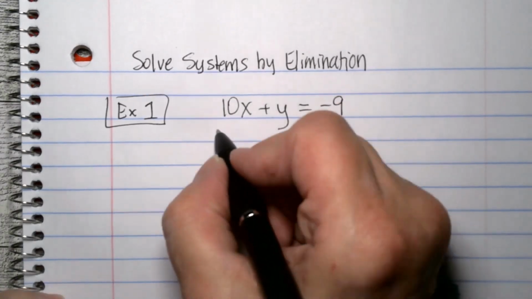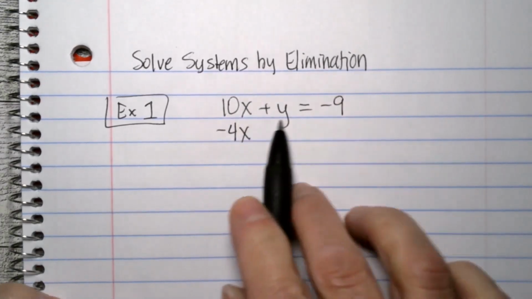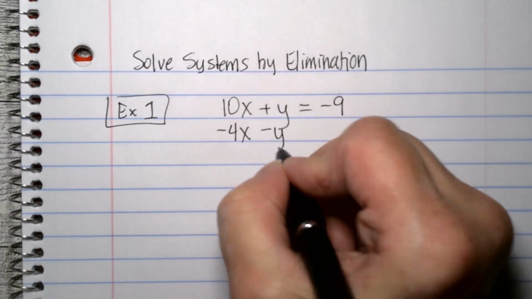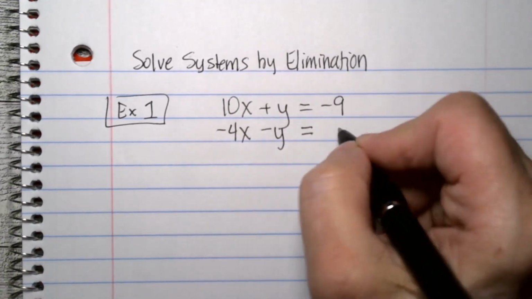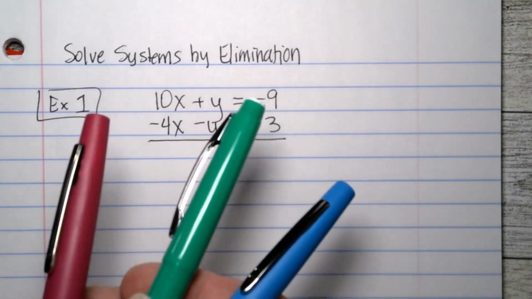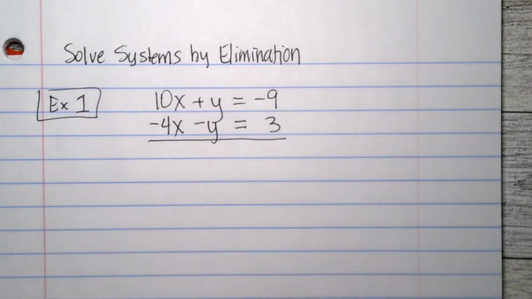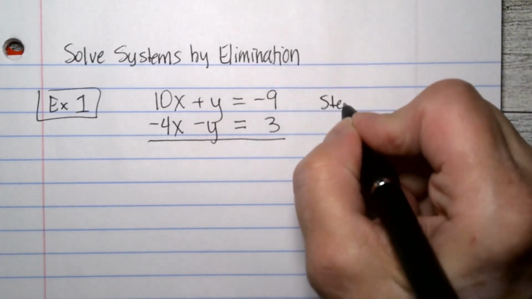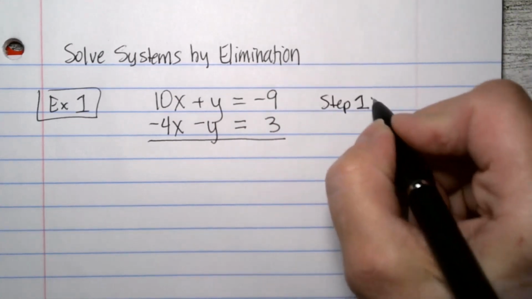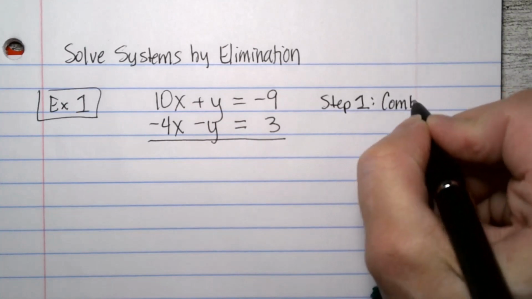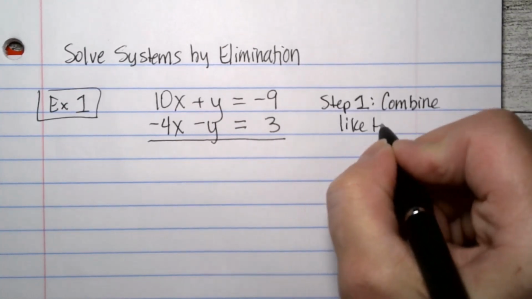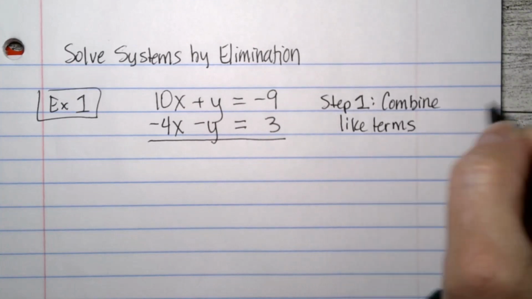So my first equation, 10x plus y equals -9. The second equation, write it lined up right underneath it: -4x minus y equals 3. The first step is we are going to combine like terms going downward.